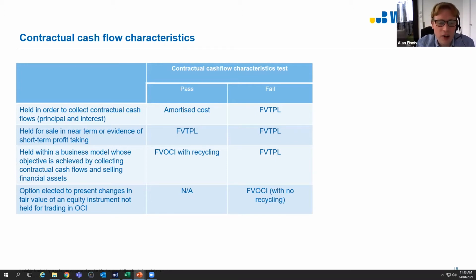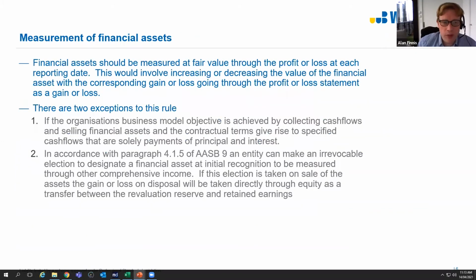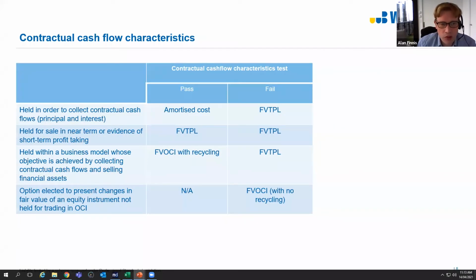So in terms of the contractual cash flow characteristics test, if we're passing that test, this is how we get back to point 1 on the measurement of financial assets slide, and we can value our investments through OCI. If we do pass that test, unless it's held for trading, near-term profit-taking investments, we can choose, and you can see on the 3rd row there, we can go through fair value OCI with recycling. So in this case, we do take our gains and losses back through the P&L when we sell. It's only when we make the irrevocable election, as noted in the 4th row there, that we don't do the recycling.